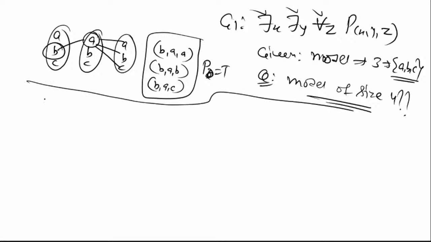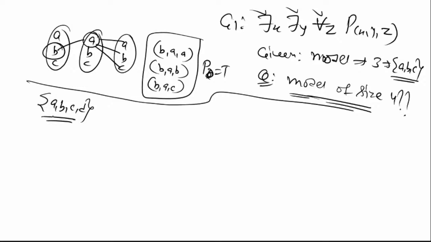Now let me take A, B, C, D. I want to show you that we cannot guarantee that there will be a model of size 4. This is what I want to prove, that we cannot guarantee. Of course, there may or may not exist one, but we cannot guarantee. Okay, so that is the point.